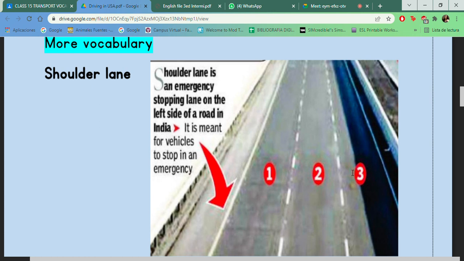Here in Argentina, we also have shoulder lanes. In any case, you can stop when you are on a motorway. On this, you can what we call pull over, right? On this shoulder lane. Excellent. Any questions about shoulder lane? Have you ever had to stop or pull over on the shoulder lane? No? No.